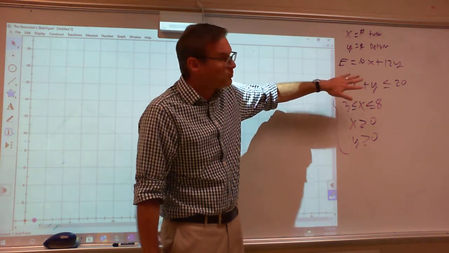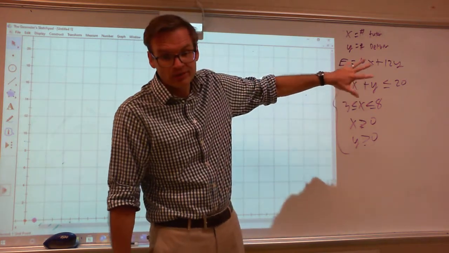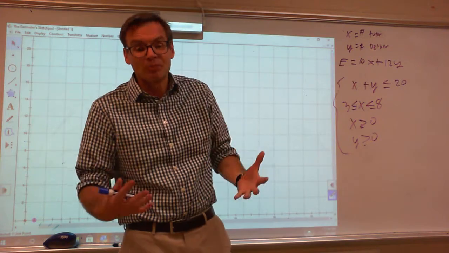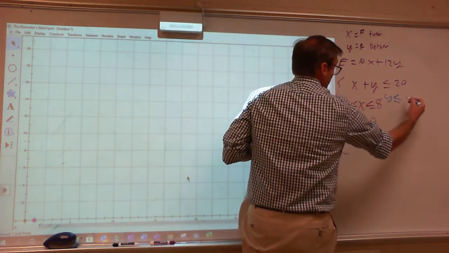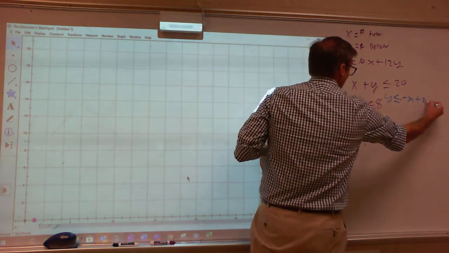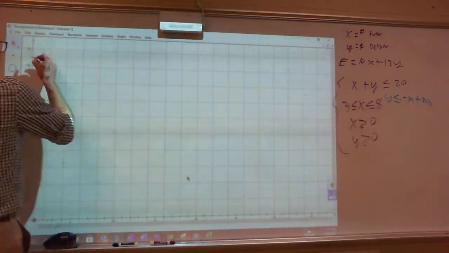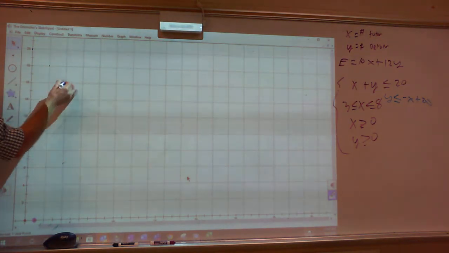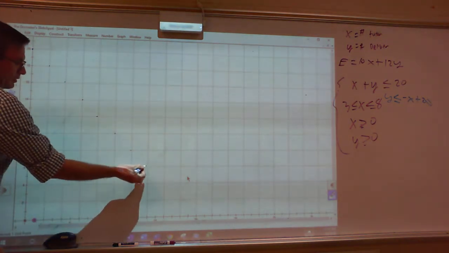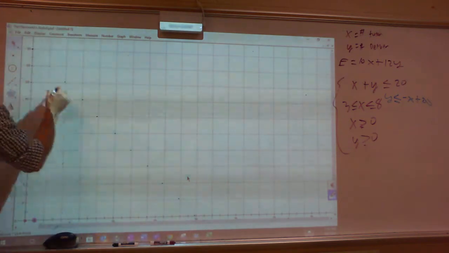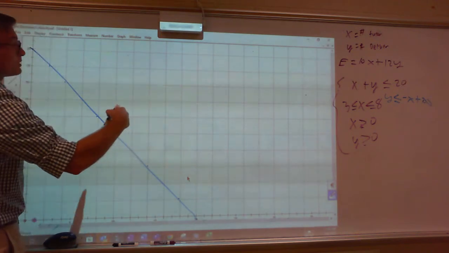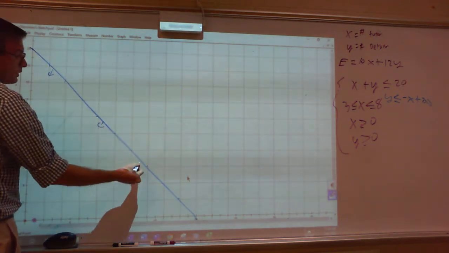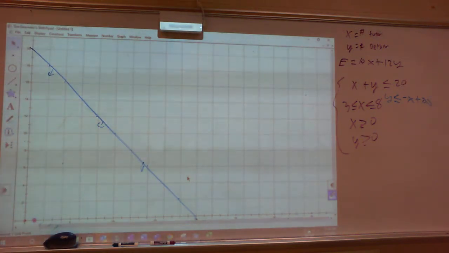So for this problem, I want to graph x plus y less than or equal to 20. I don't like graphing it like that. I like it in slope-intercept form. So when I get y by itself, this is y is less than or equal to negative x plus 20, which means you have a y-intercept of 20 and a slope of negative 1. So I draw my dots and connect all my dots. This says y is less than, so that means I'm shading this way. I'm looking at this triangle.